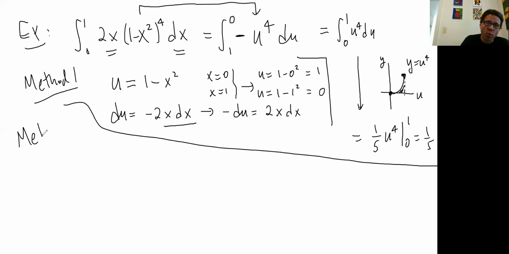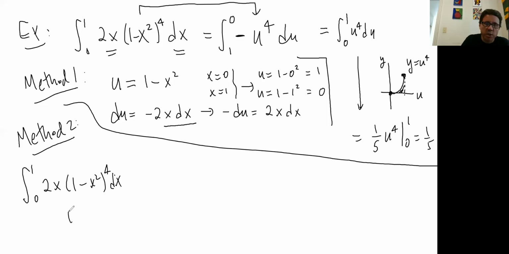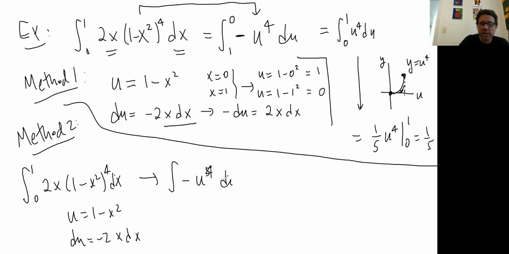If you've seen this before, you're like, nah, I'm not going to do that. I'm going to do method 2, which is the replacement. And then I don't have to worry about changing these bounds. I can just use the original bounds at the beginning. So here's what I mean by that: take your function, you do the same u substitution, u is 1 minus x squared, du is minus 2x dx. You convert it, you'll still get minus u to the 5th or 4th, jumping a bit, du.